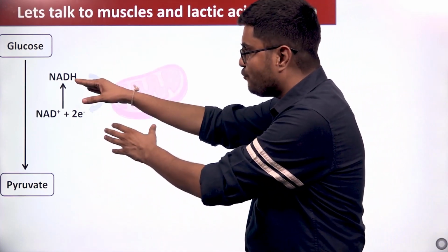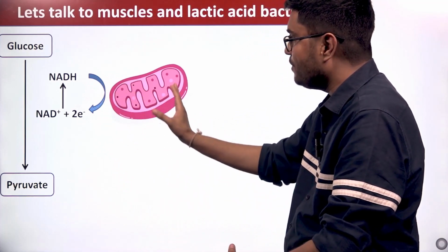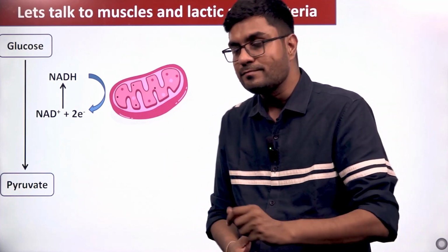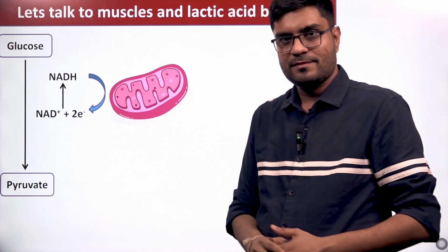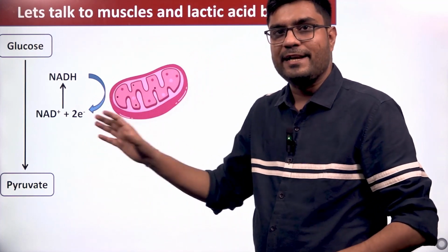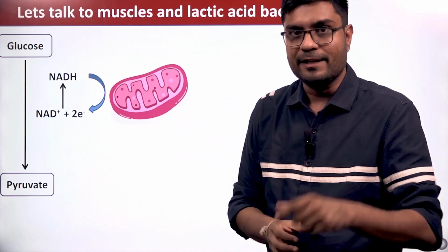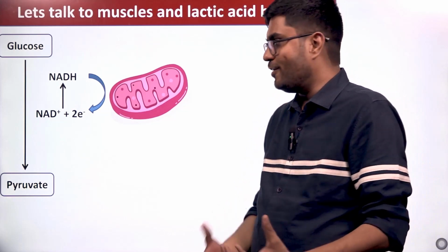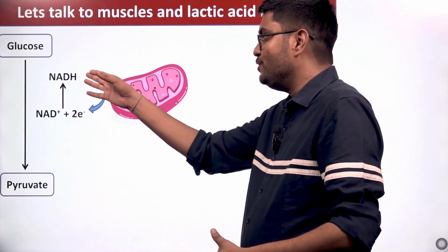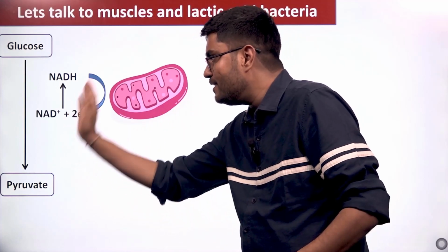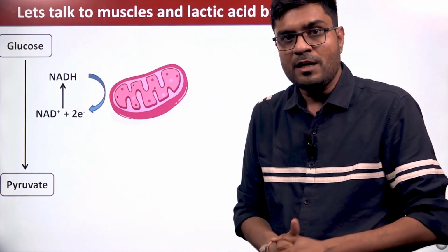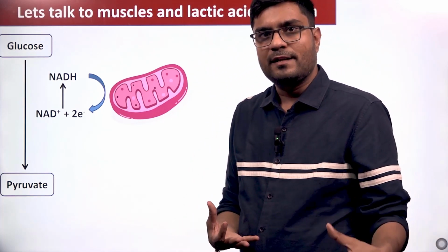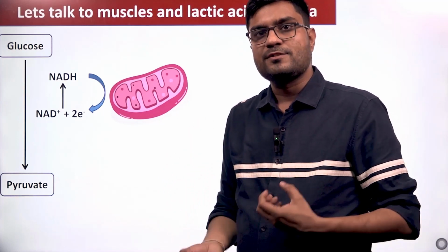Now the NADH which is forming in the cytoplasm is going into mitochondria, losing its 2 electrons to oxidative phosphorylation, converting back into NAD plus, coming back to the cytoplasm and taking part in glycolysis again. So this mitochondria is kind of a recycling plant for NAD plus, which is using NADH and releasing NAD plus again in the cytoplasm.